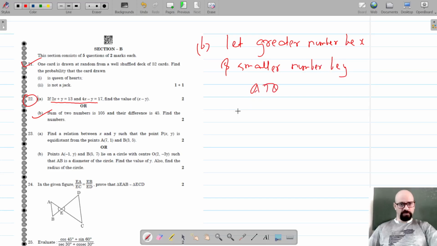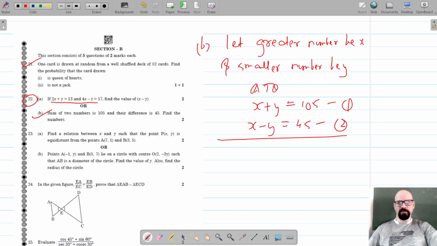So according to the question, the sum of the two numbers, that is x plus y, is equal to 105, and the difference, that is x minus y, is equal to 45. These are the two equations, and I'm going to add them, which gives me 2x is equal to 150, and x is equal to 75. So x is equal to 75.